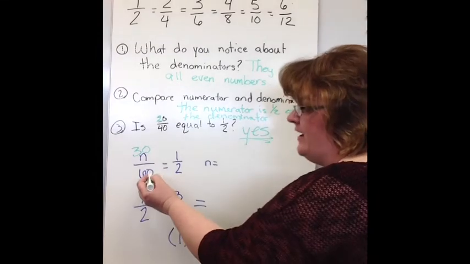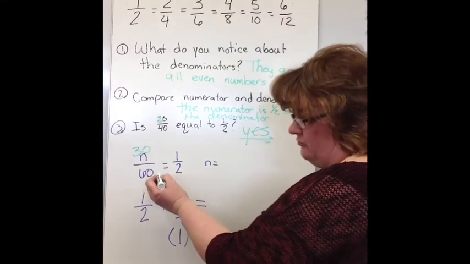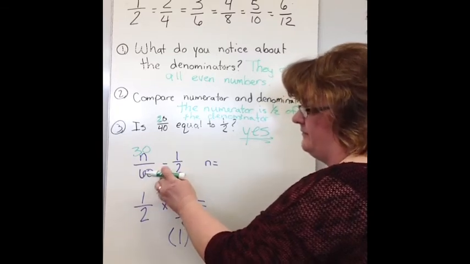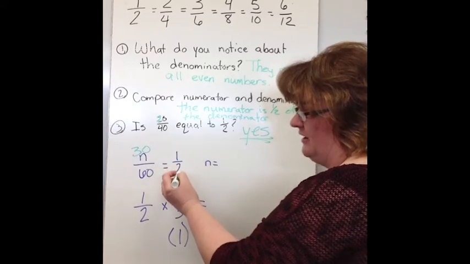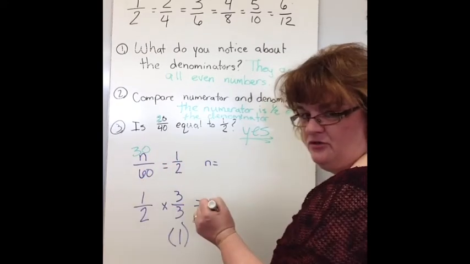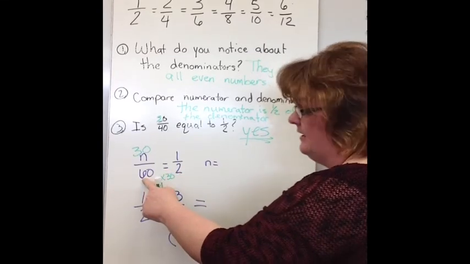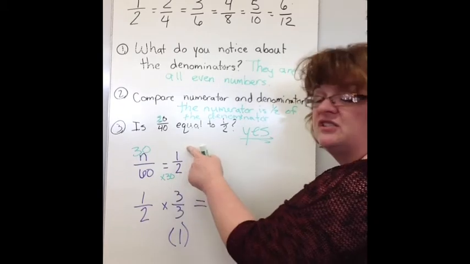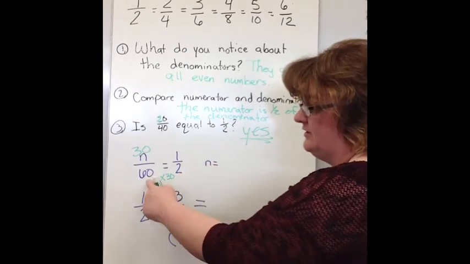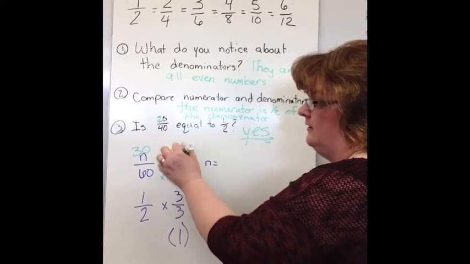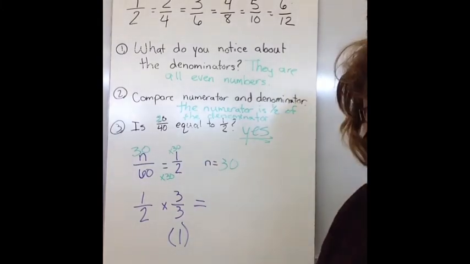Well, if I have 60 and I want to get down, I have to divide it by 2. Actually, let me take that back. We're going to start with a small fraction. I have 2 and I want to get up to 60. What do I have to do? I have to take the 2 times 30 to get 60. If you take the bottom times a number, you must also take the top times the exact same number. So if I have 2 times 30 equals 60, I must have 1 times 30. What does that equal? That equals 30. Makes my numerator 30.